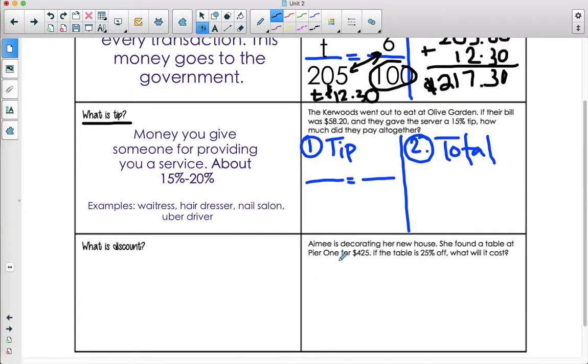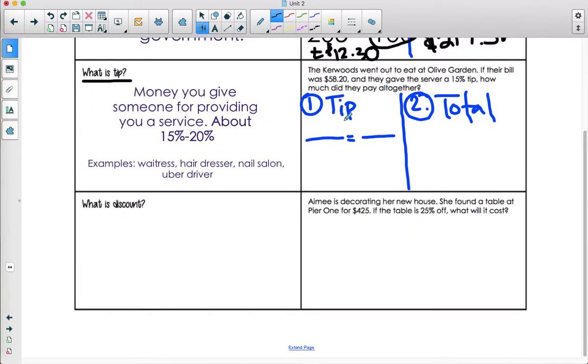Okay, so let's talk about tip. In this example, the Kerwoods went out to eat at Olive Garden.